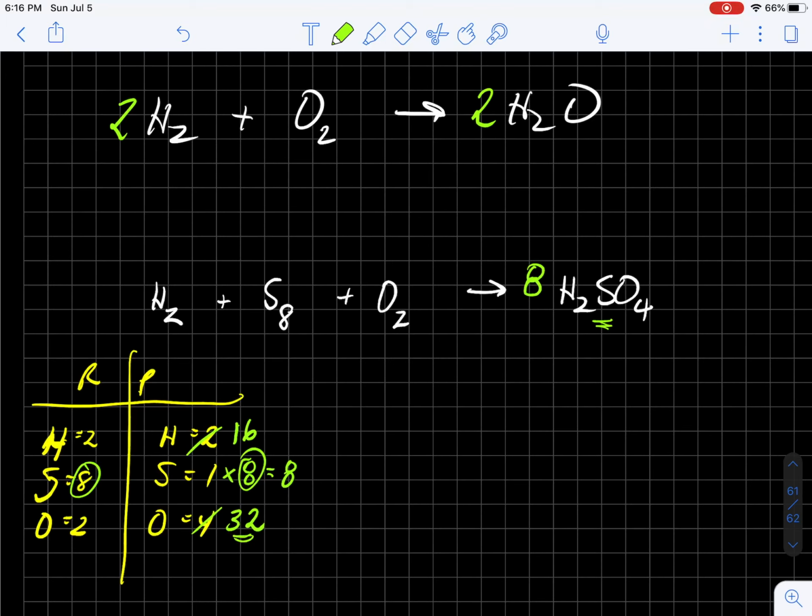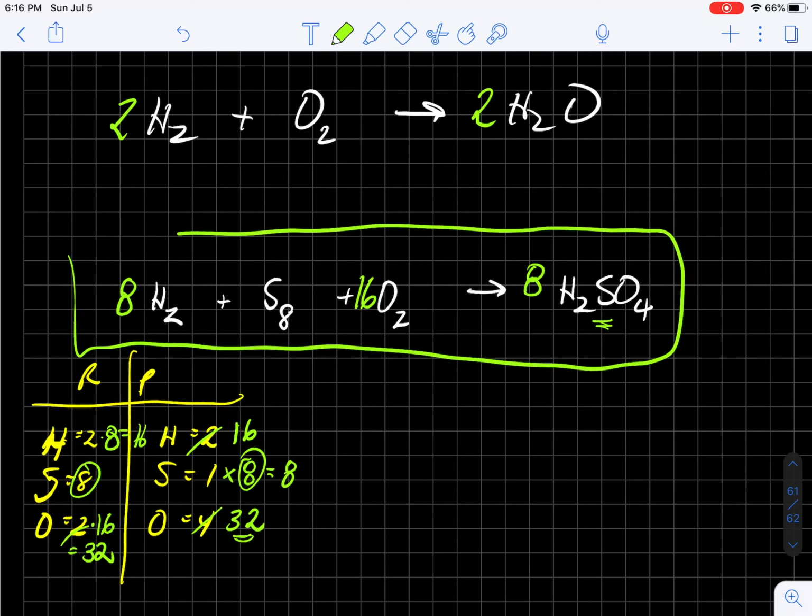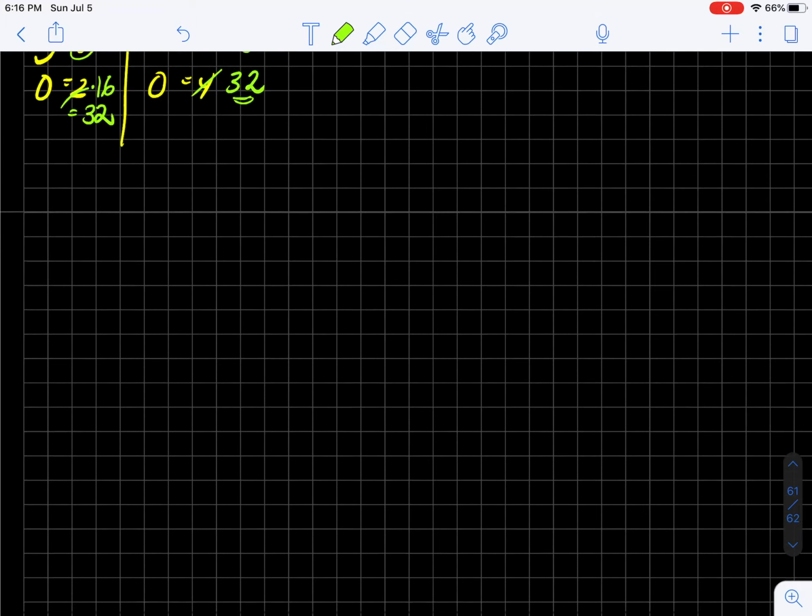Not balanced. So now I'm going to go back and balance the next highest one, which is the oxygen. I'm going to multiply this by 16 on the reactant side. That'll give me 32, so I put a 16 out in front of oxygen. Now we're happy, 32 oxygens each. And then I can come back at the end and balance my hydrogen by multiplying it by 8. So the mole ratio would be 8 to 1 to 16 to 8.